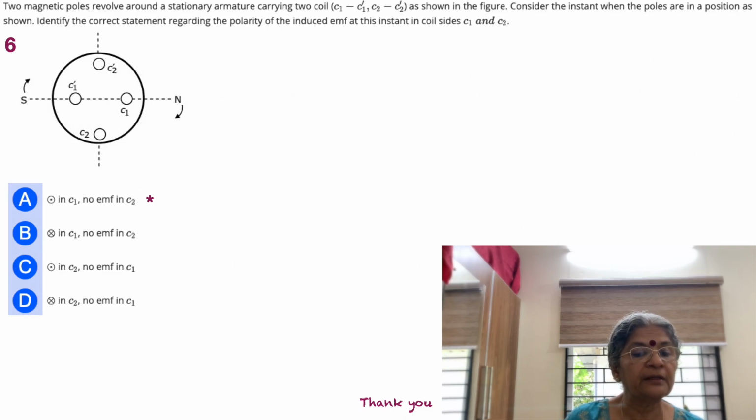So it's obvious that option A is correct, because there is no EMF in C2 for one thing, and then the EMF direction is also shown appropriately with the dot. A cross means into the system. Here the dot just means away from, or it's emerging towards the reader of the question.